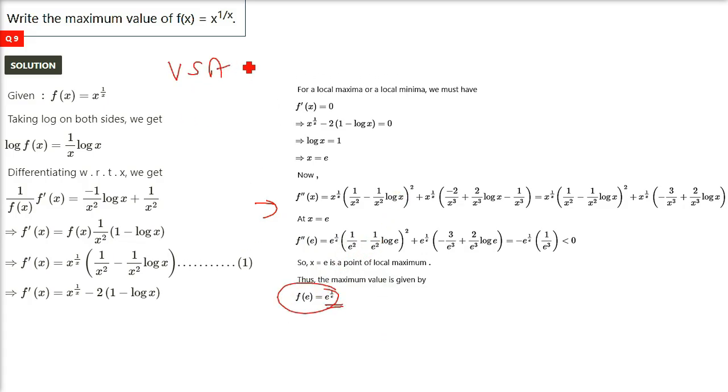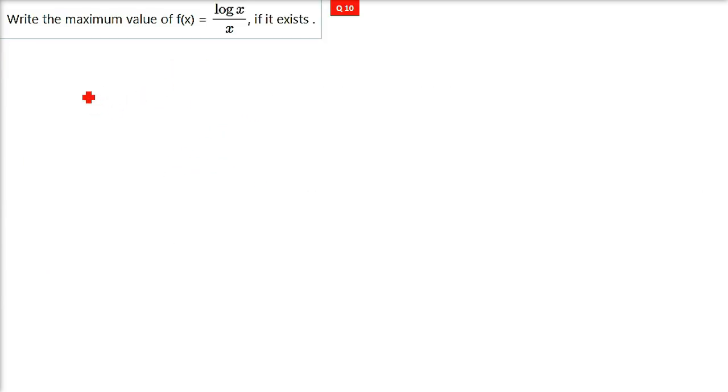Now let me tell you, these are very short answer questions, but they are not small questions. They are big questions. Double differentiation, as I just reiterated, will take a long time. So a VSAQ means it needs to be solved within 2 minutes. Write the maximum value of f(x) equal to log x by x, if it exists.